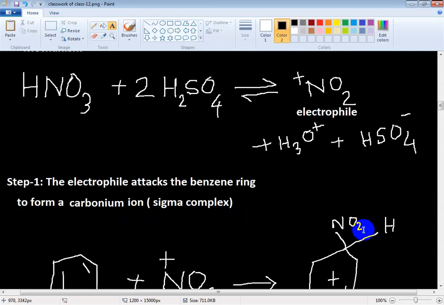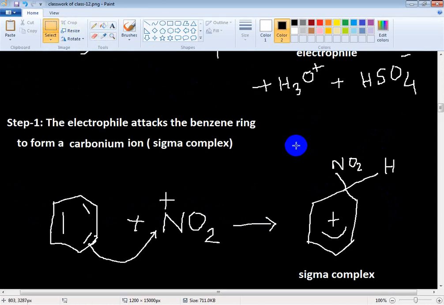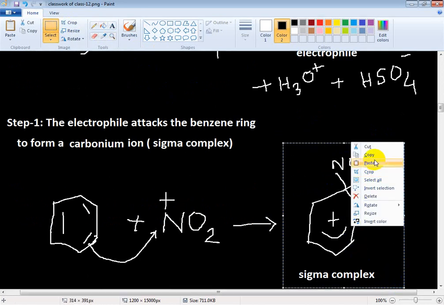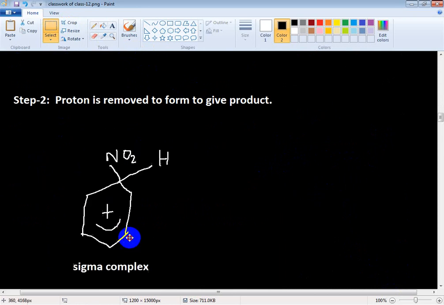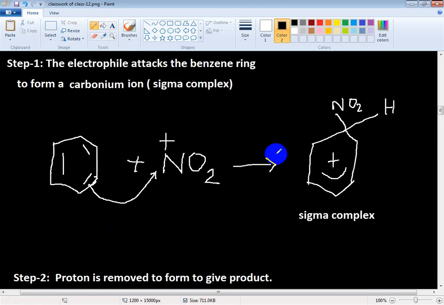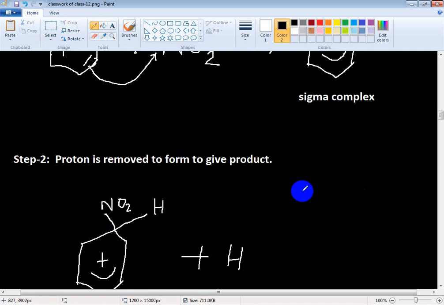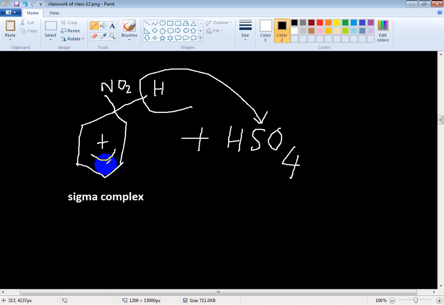From this sigma complex, the proton is removed. Here is a nucleophile, and this nucleophile accepts this proton. This is the nucleophile HSO4 minus, and the proton is removed here. The proton is removed due to the nucleophile. This nucleophile, HSO4, is also formed. The nucleophile accepts this proton and forms the product.